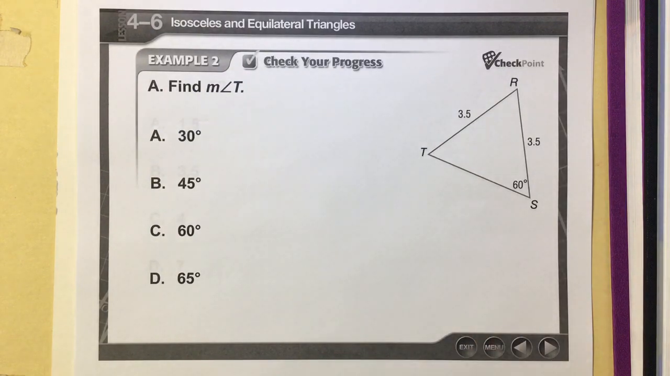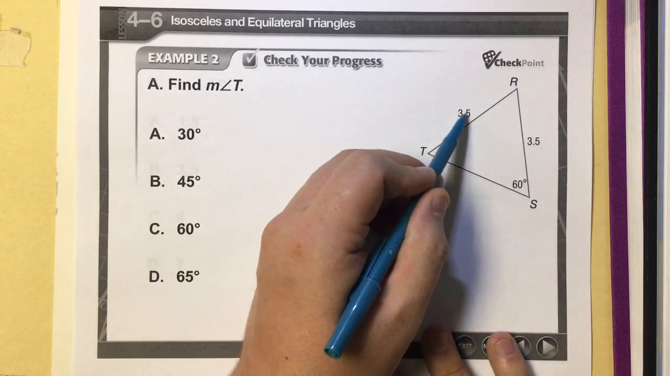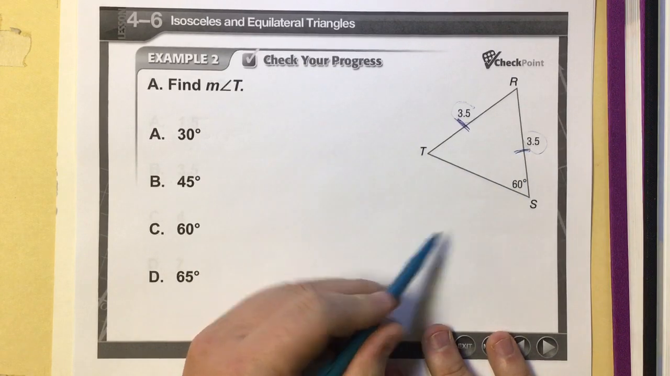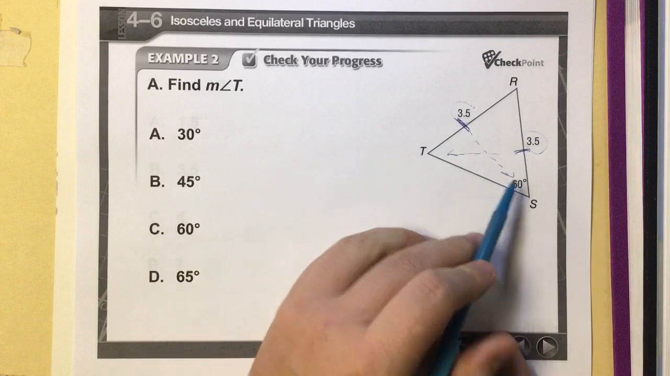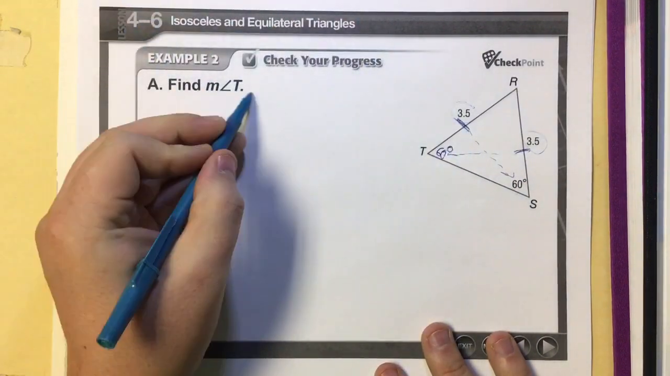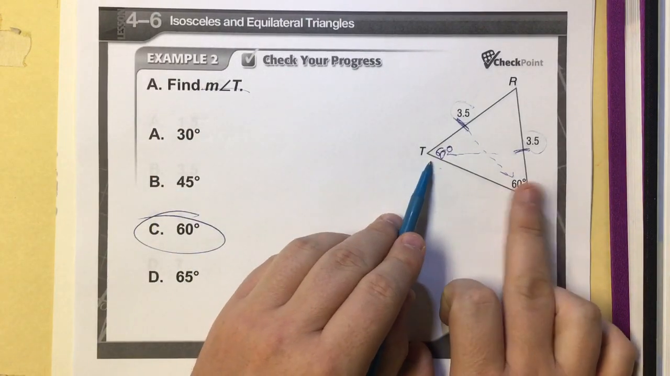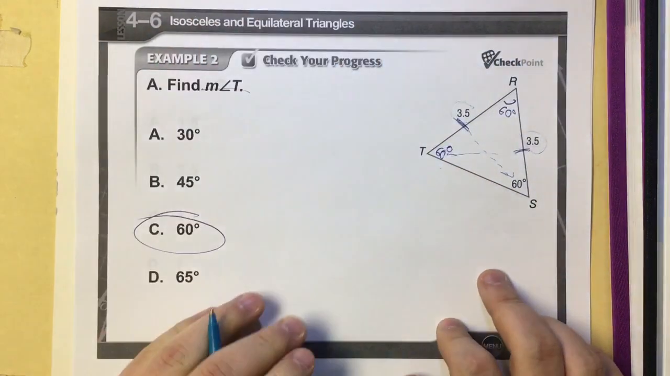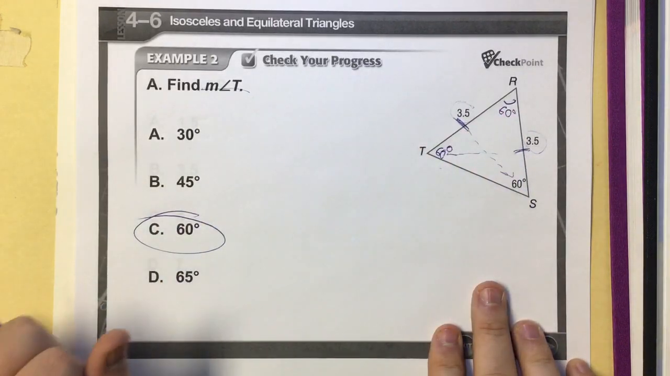All right, this one asks for the measure of angle T. I know that these two sides are the same, so they are by definition congruent, which means the angles opposite of them have to be congruent. If this one's 60, so does this one. So the measure of angle T, this angle, has to be 60 degrees. If these two are both 60, that does mean this one up here is also 60 degrees. So this is an equiangular triangle. 60, 60, 60 adds up to 180.